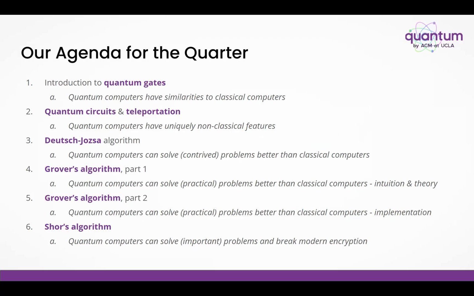So we're going to implement some basic classical logic gates, such as NOT, in quantum gates. After that, now that we've dipped our toes into quantum and some of the formalism, we're going to start talking about why quantum is actually cool. What are some uniquely non-classical capabilities that quantum computers have?